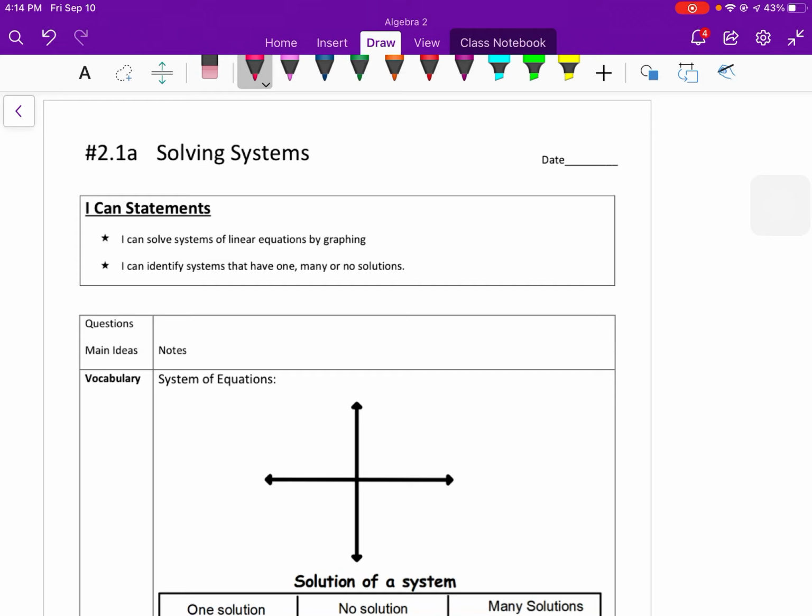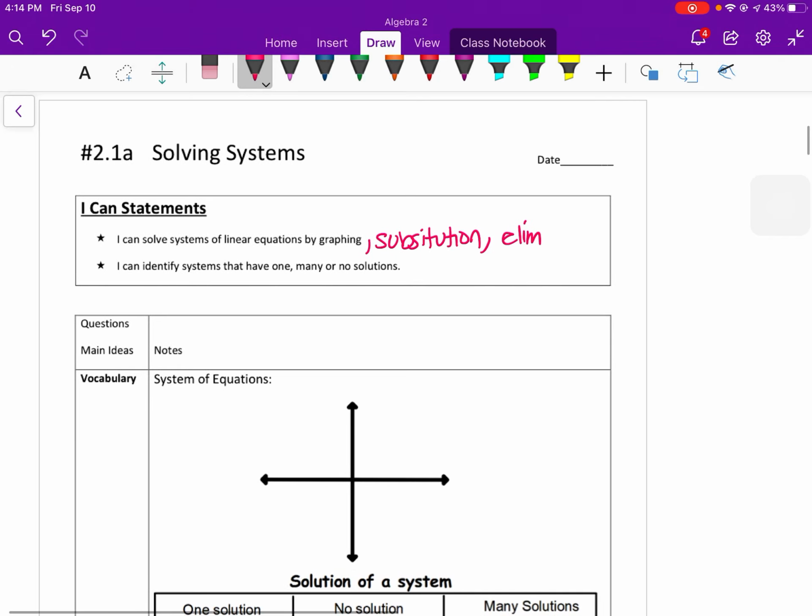The goal for today is that you can solve a linear system by graphing, substitution, or elimination. We're going to kind of combine them all. And then you can also identify if you have one, many, or no solutions.